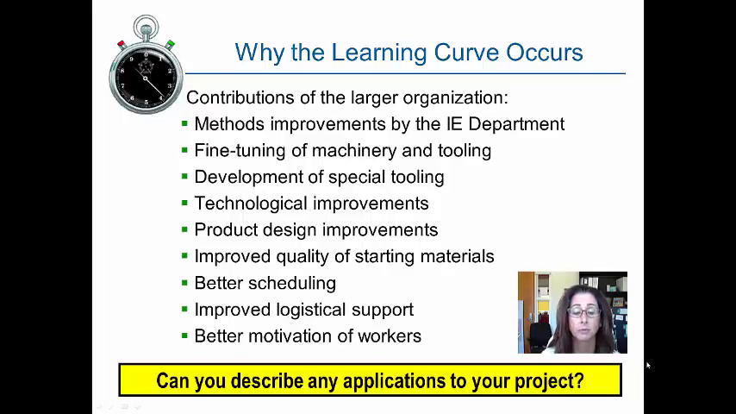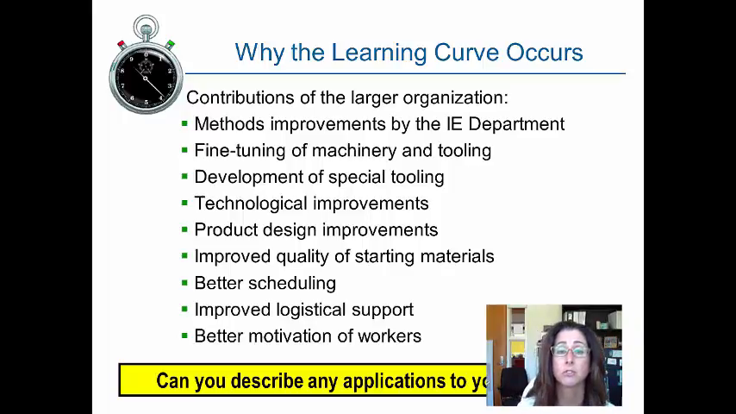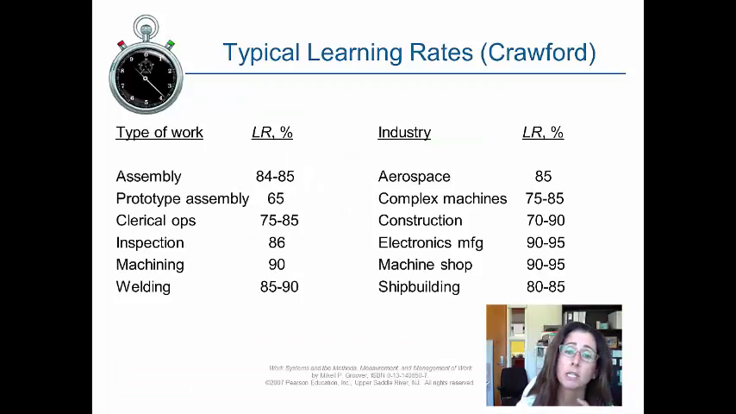And so I want you to think about, in regards to your project, do you have any of these applications that the larger organization could do to improve the time it takes to make a particular item, whatever your item is? And maybe that means early on in the learning curve, or maybe that means once it's asymptoted out, and you should understand what that means from the article, and you'll see what that means later on as well. Okay, so we've talked about contributions of the worker and contributions of the larger organization.